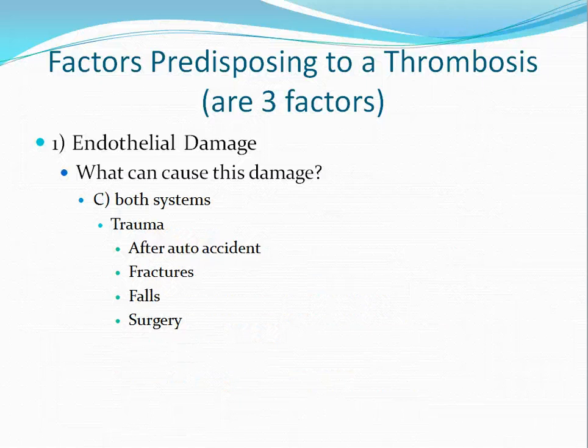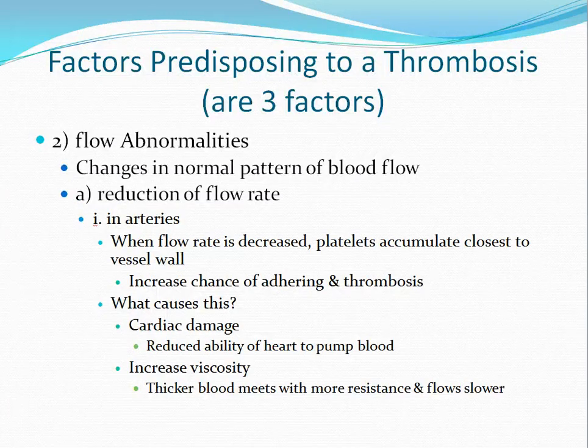In both systems, cause of damage to the endothelial lining could be due to trauma. Trauma would be things such as after an auto accident, fractures, falls, or occurring after surgery. A second factor that can predispose a person to developing a thrombosis would be flow abnormalities. This refers to changes in the normal pattern of blood flow.